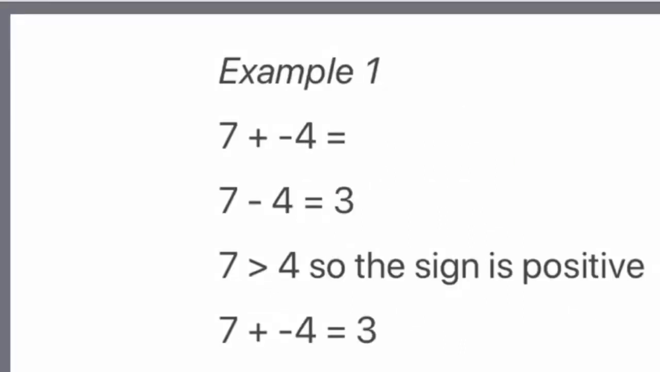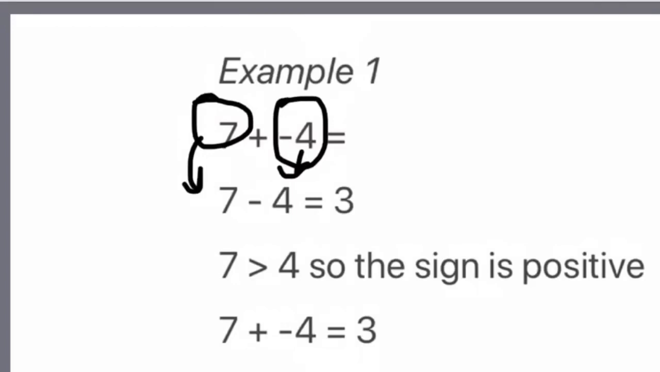So here's example number 1. Step number 1 is to find the absolute value of both numbers. The absolute value of positive 7 is 7. The absolute value of negative 4 is 4. So we have 7 and 4. Then you subtract the smaller number from the larger number.